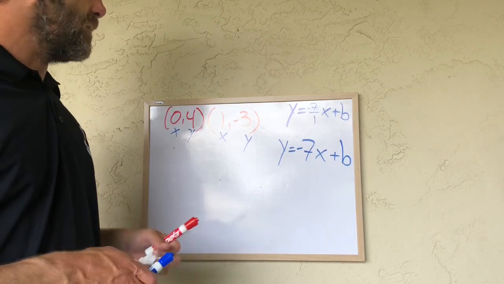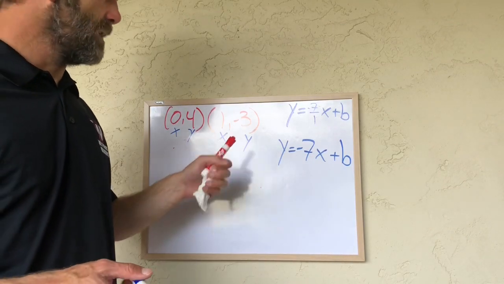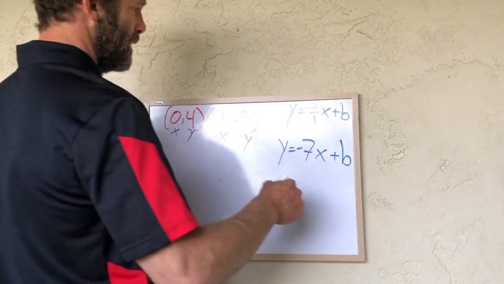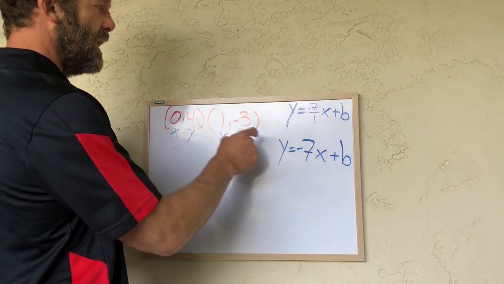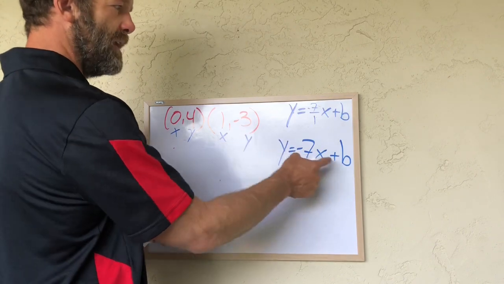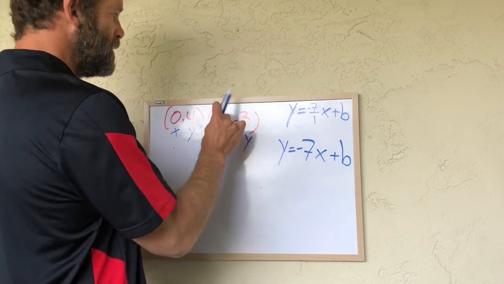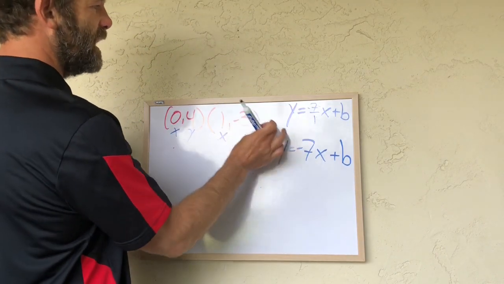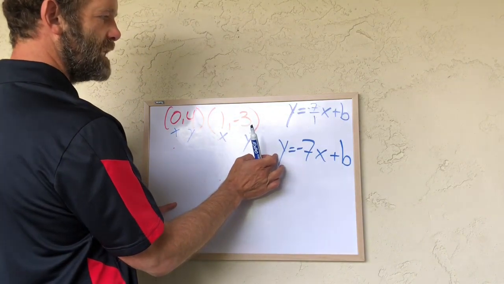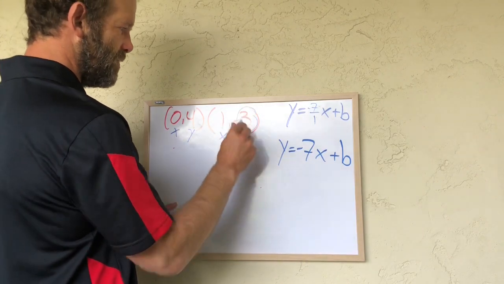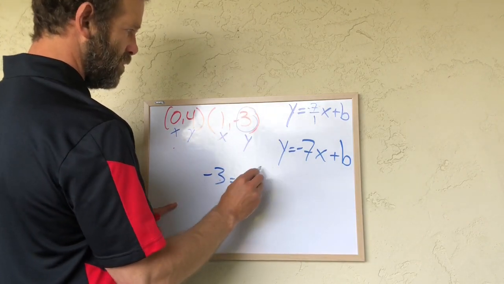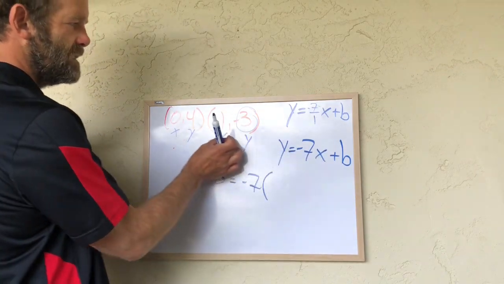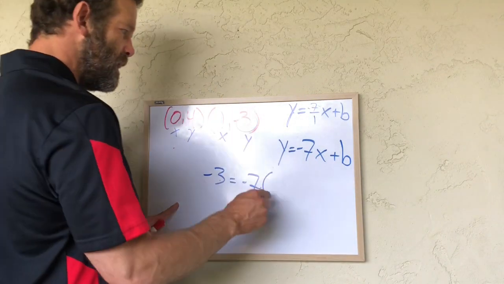But I'm going to use this one, because this is a little more difficult, to show you how to find out that this is 4. So I'm going to plug this into your x and this into your y to solve for your b. I'm going to substitute this 1 into the x, and this negative 3 into the y. So instead of my y, I'm substituting negative 3, equals negative 7 times, instead of this x, see how this is an x here? I'm going to plug a 1 into here.